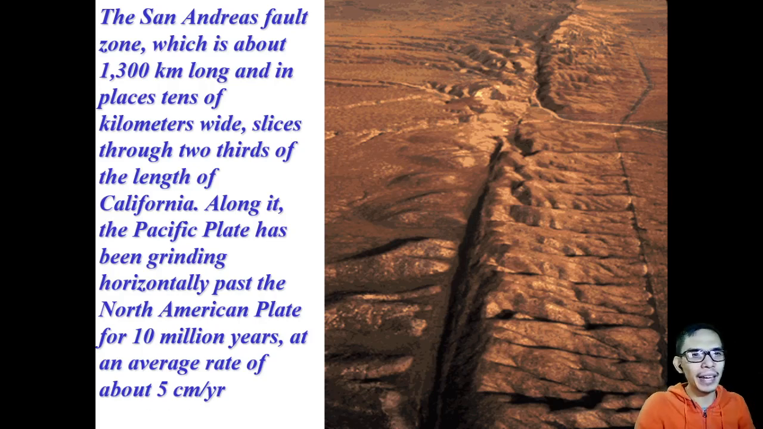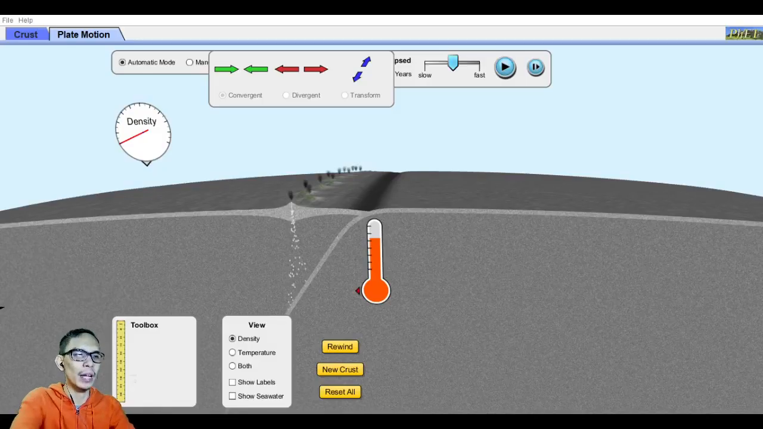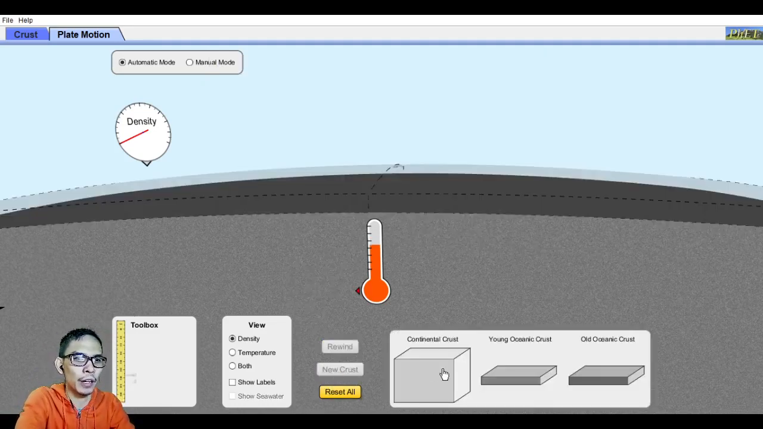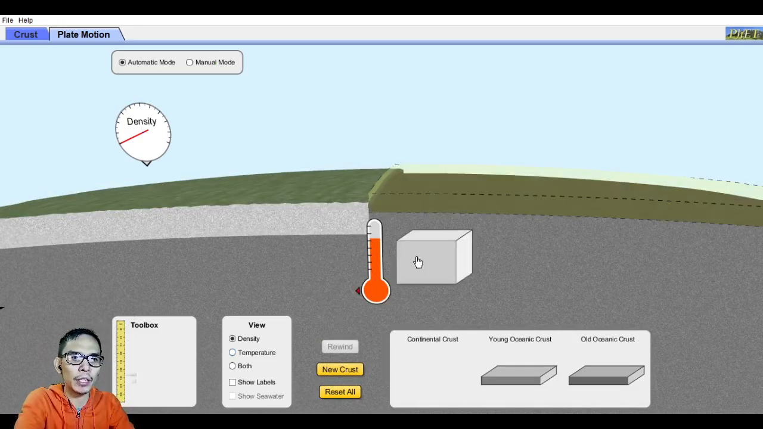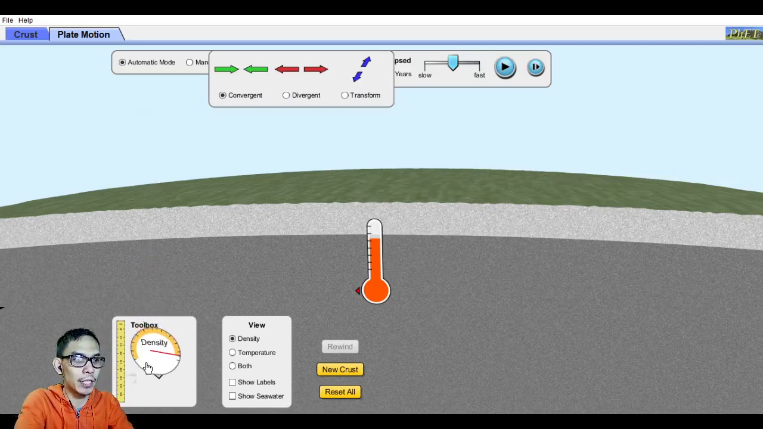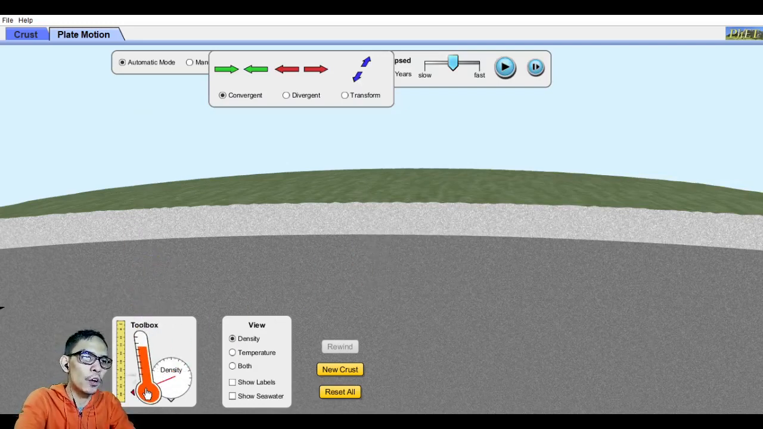Let's go back again to the simulation one more time to view what a transform plate boundary is all about. Let's have a new crust and put it there. There are two scenarios here. There are transform plate boundaries in a continental crust, and there are also transform plate boundaries in an oceanic crust. Let's start first with the continental crust.